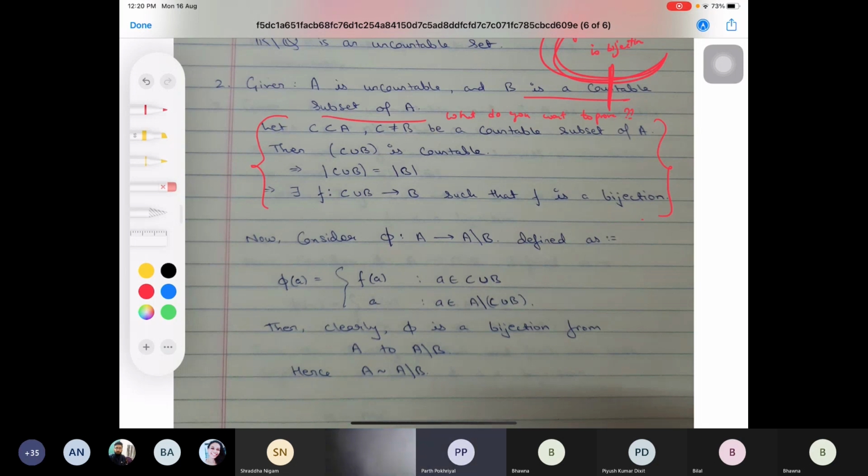So the thing is that C union B and B both are countable. So there would exist a bijection from C union B to C, and that's a mistake on my part. मैंने C union B से B पे bijection ले लिया. It should be from C union B to C.